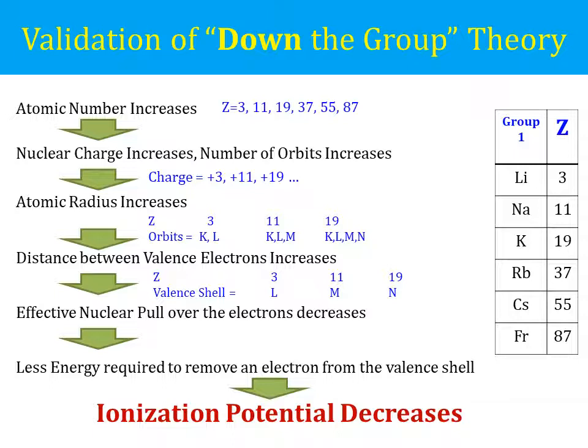Okay. Now coming to what happens up the group. We have done down the group, so we will just follow the reverse. Up the group, atomic number decreases. Obvious, because if down the group atomic number increases, up the group atomic number will decrease.